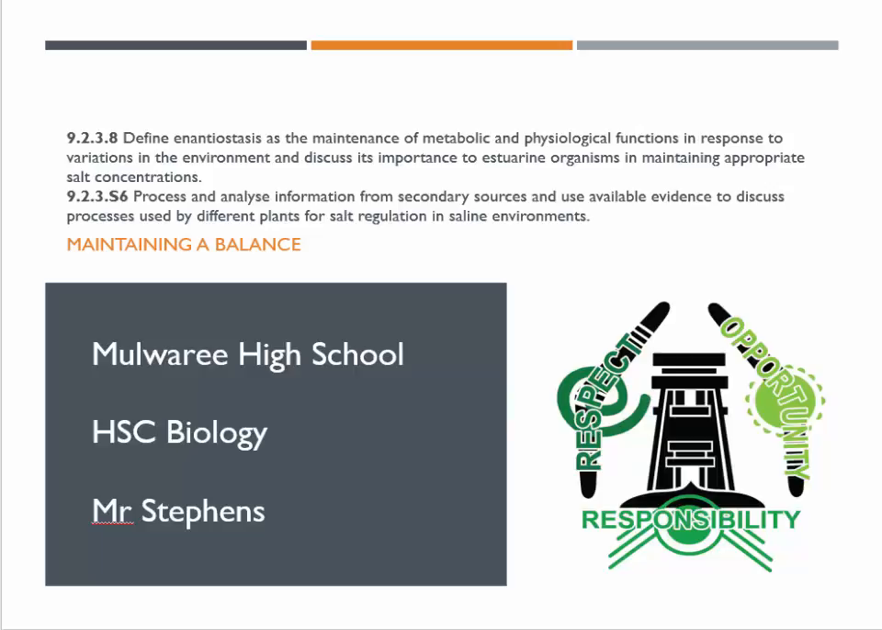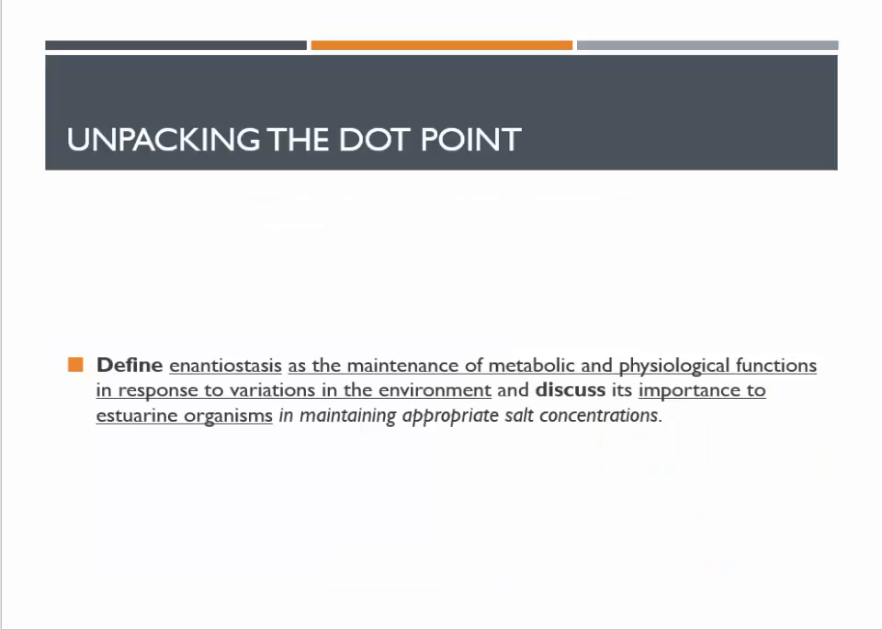Today we're looking at 2 dot points that cover how organisms live in salty environments. The main concept in the first dot point is called enantiostasis, and there are a number of processes in our second dot point that have to do with how plants survive in salty regions. So let's get stuck into this.